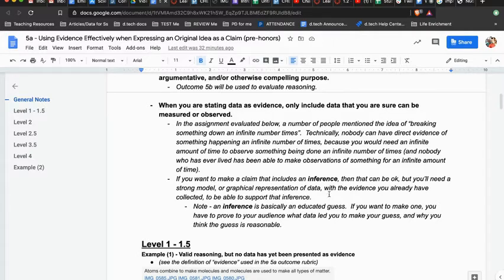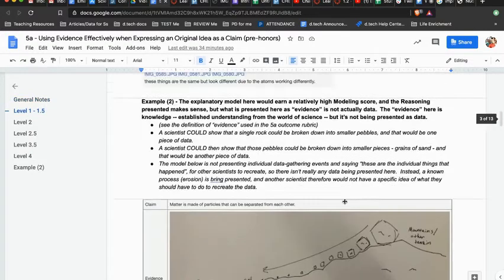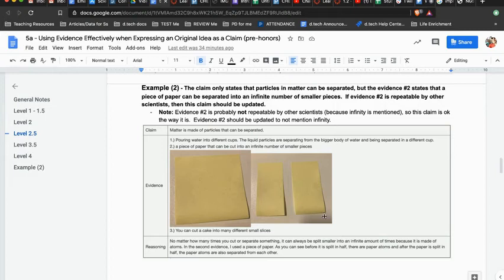But I think your work will earn a higher score if you're talking about something like infinity that requires an inference like that. You'll get a higher score if you say explicitly this is theoretical. And so scrolling down here, this posting would earn a 2.5 because they say a piece of paper can be cut into an infinite number of smaller pieces, right? No one has had that actual evidence. It would be more accurate technically to say a piece of paper can be cut into smaller and smaller pieces. It becomes inaccurate when you specify the infinite number of times.